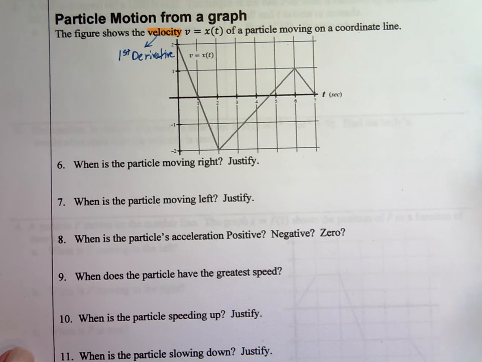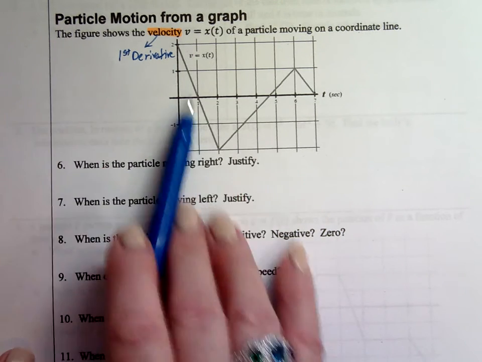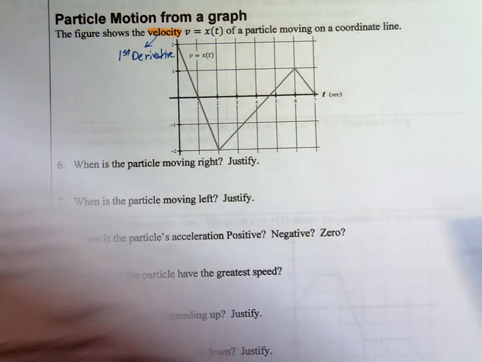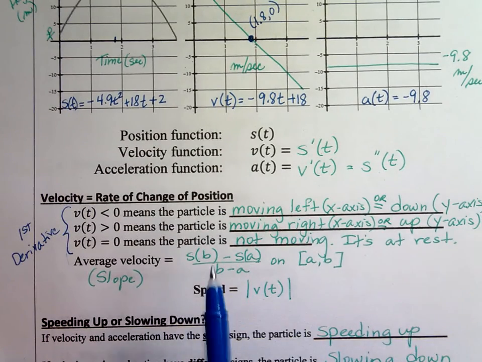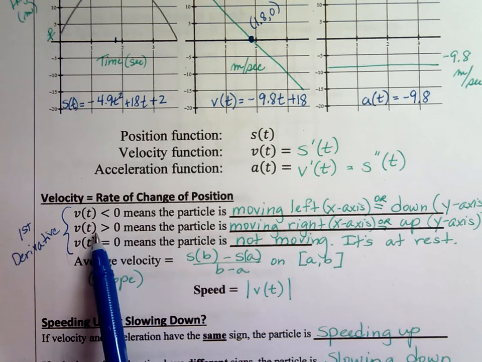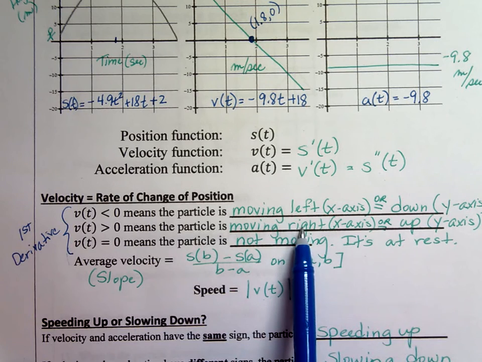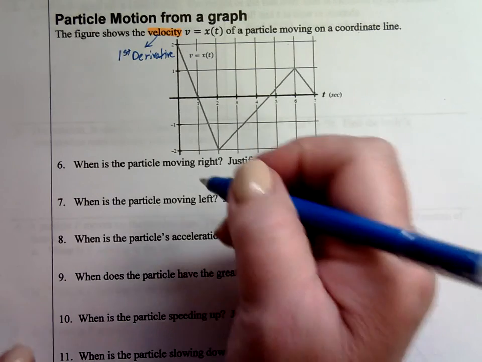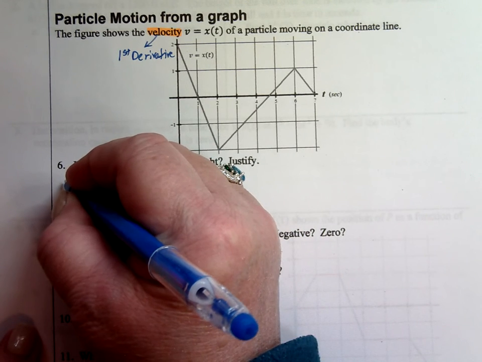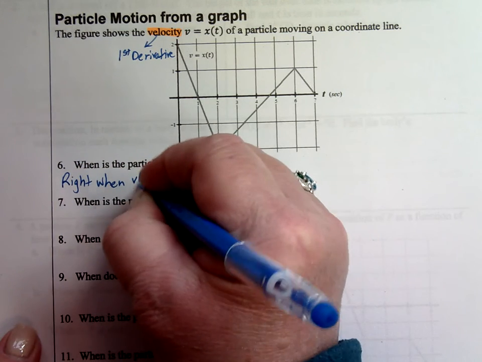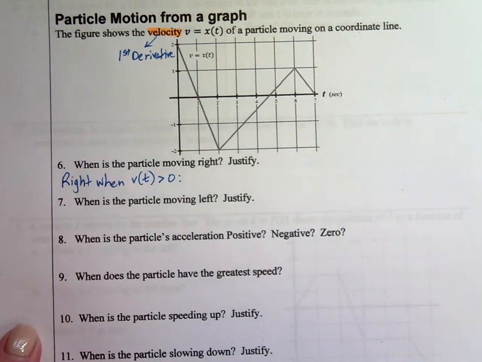So let's think about this. This is the velocity graph. When is the particle moving right? Now, if you remember back on the front page, this whole section right here is going to help us answer these first few questions. So they want to know, when is the particle moving right? Well, the particle's moving right when the velocity is positive, greater than 0. All right, so let's write ourselves a note about that. When is the particle moving right? The particle is moving right when the velocity is greater than 0. And we get that from the front page there.